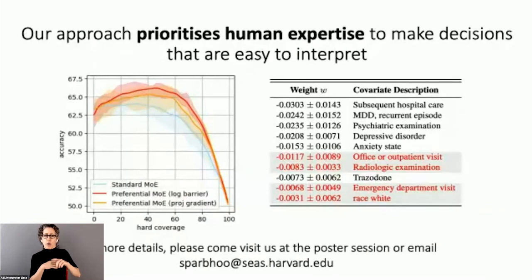Our approach also prioritizes human expertise to make decisions that are easy to interpret and understand. On the left, we show a plot of the accuracy versus the coverage of human expertise, and on the right, we show some of the most important features that come out of this.